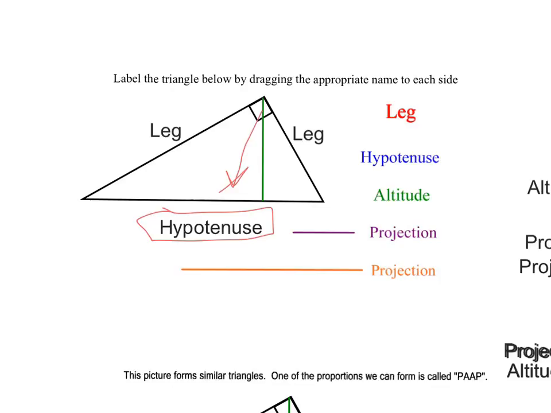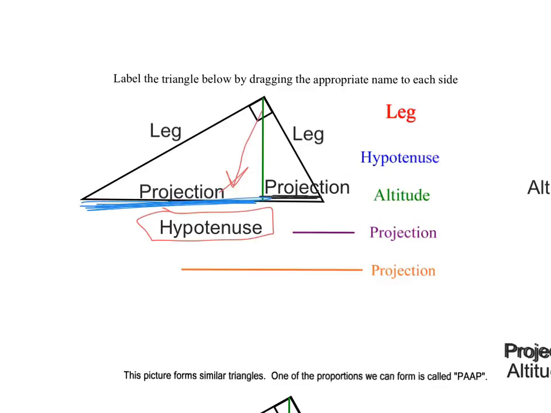In this picture, we also have two other things that are important for you to know. One of them is called the projection, which is the segment that the hypotenuse is broken into by the altitude. Technically, there are two projections in this case. There's this little projection here, and there's the big projection here. So they're both actually called projections. So we have the little one and the big one.